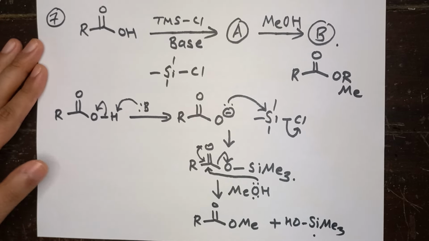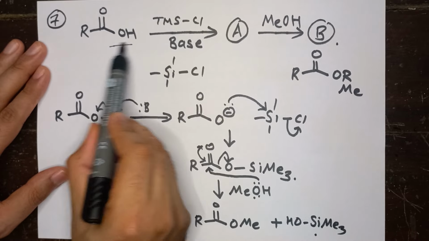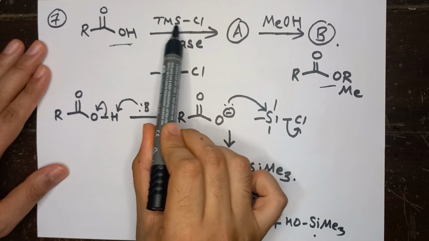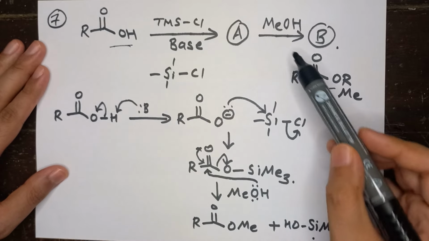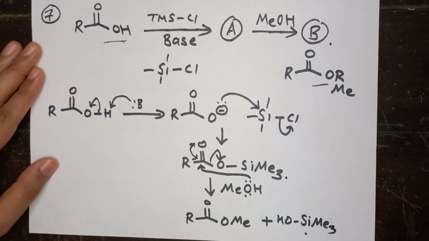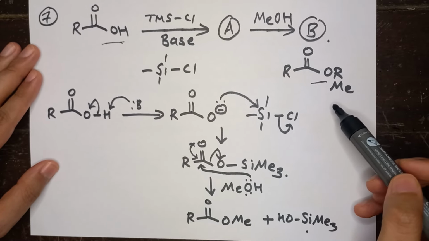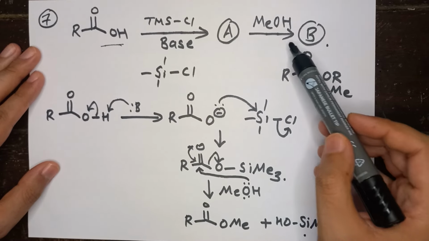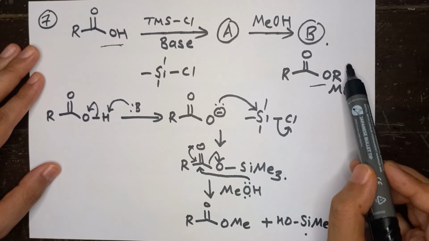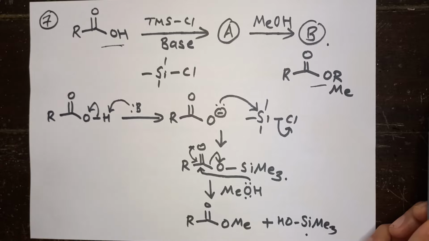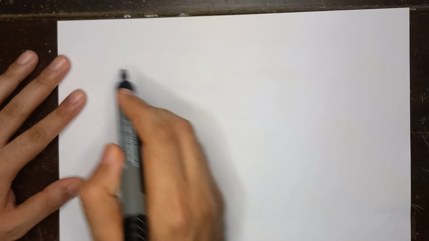So this is the another method to convert your acid into an ester by using base with trimethylsilyl chloride in first step, and in second step methanol. If you change this methanol into ethanol, the R group will be ethyl. So by changing this alcohol group, you can change your R group of ester. Okay, let's see the next method.